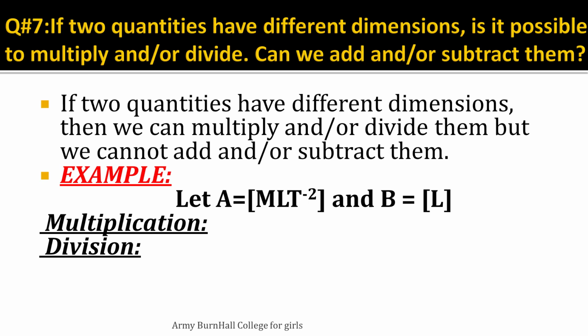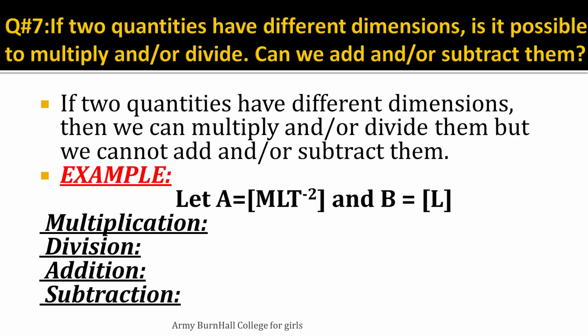This is again possible. Then addition, A plus B is not possible because these two are different dimensions. Subtraction, A minus B, again not possible because these two have different dimensions. So addition and subtraction is not possible. Multiplication and division is possible. You have to write down the statement.